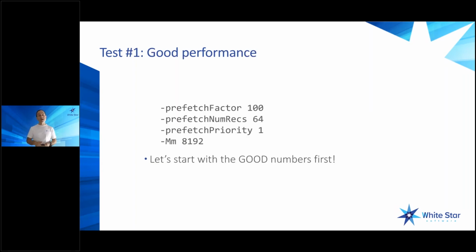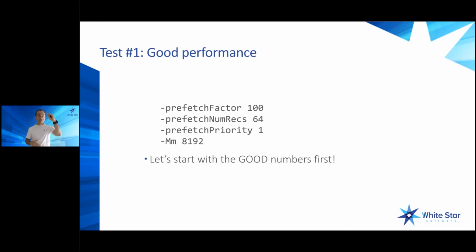All right, so number 1, usually we start with the horrible stuff and then we show you better and better. No, I'm going to show you the good stuff first, and then we'll get worse and worse. So we'll start with prefetch factor 100%. So we're saying, try to fill those message buffers as much as you can, and each message is 8192 bytes, right? The OpenEdge message size. Set prefetch numrecs to 64.